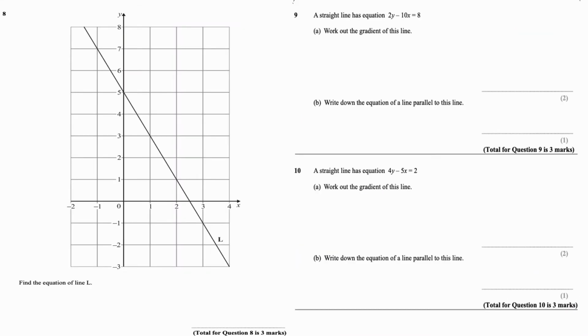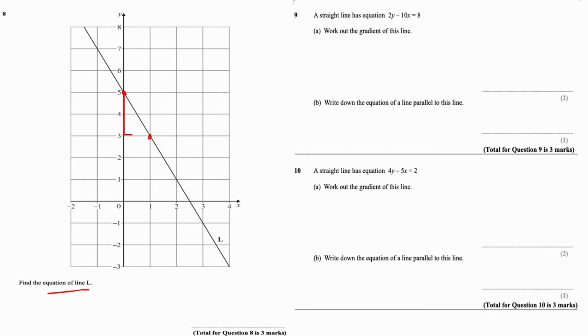Okay, this is question number 8, guys. It says find the equation of line L. So first of all, we have to work out the gradient, okay? So the gradient is the change in y over the change in x. So I'm going to just pick 2 random points and look at our gradient. So I'm going to pick that point and I'm going to pick this point.